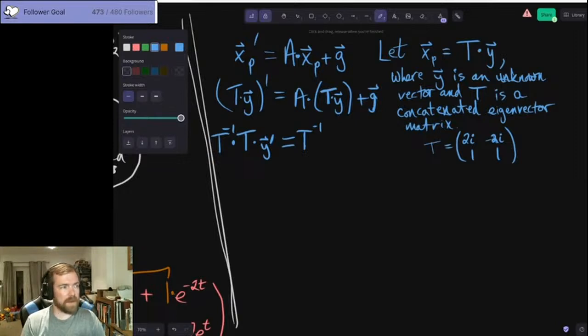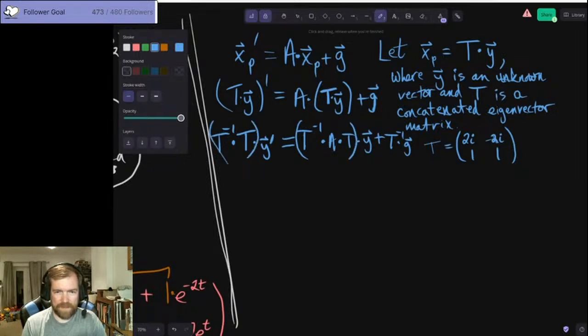Alright, and how do you feel about associativity? I feel great. I mean, associativity is a thing too. But matrices are associative, so we should be okay. And so the reason to do all this is you have T inverse AT, and then you have a T inverse G, which we'll handle in a minute.